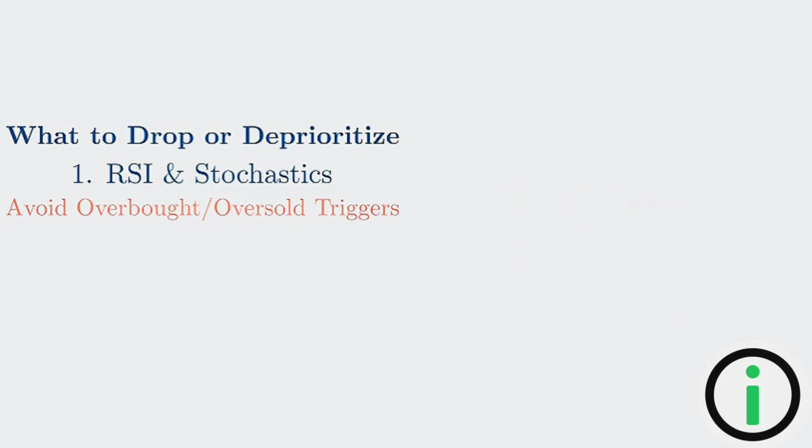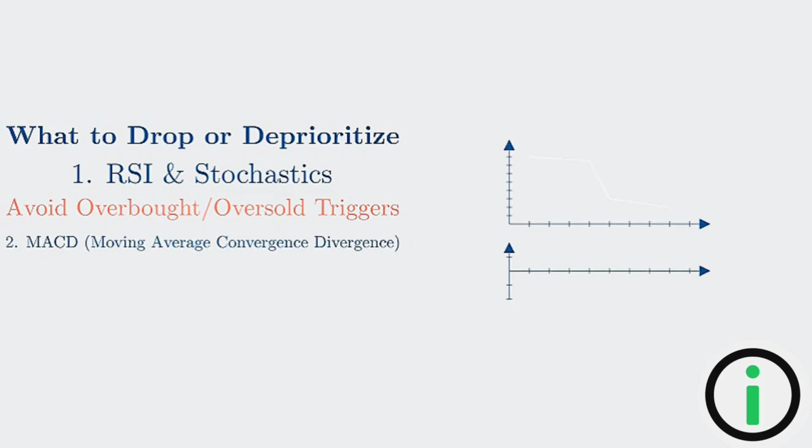Next is the MACD. The MACD is a moving average of moving averages. By its very math, it is twice removed from the actual price. By the time the lines cross, the move is often halfway over. It is useful for seeing the general swing of momentum, but terrible for timing an entry.